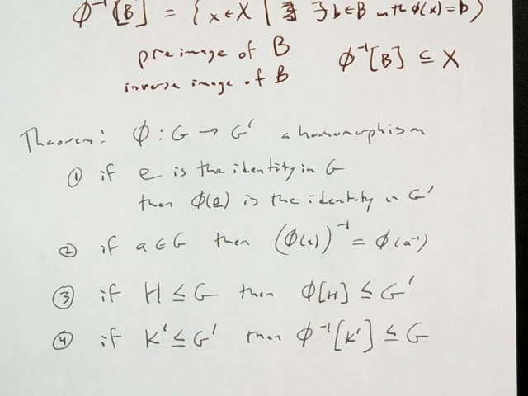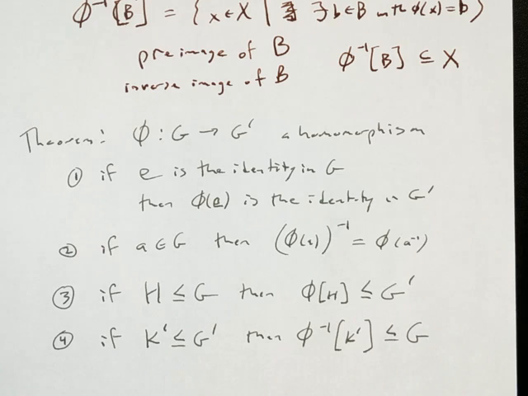Questions? How about, yes, Jim? What is the 4 prime? If K prime is a subgroup in G prime, in other words, it's in the codomain, the range set, then when I move it back and look at the pre-image, that's also a group. So the third one says the image of a subgroup is a subgroup. The fourth one says the pre-image of a subgroup is a subgroup.